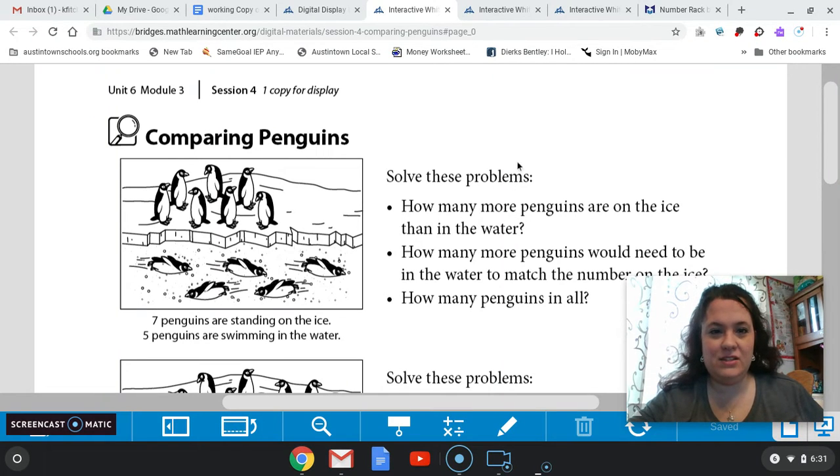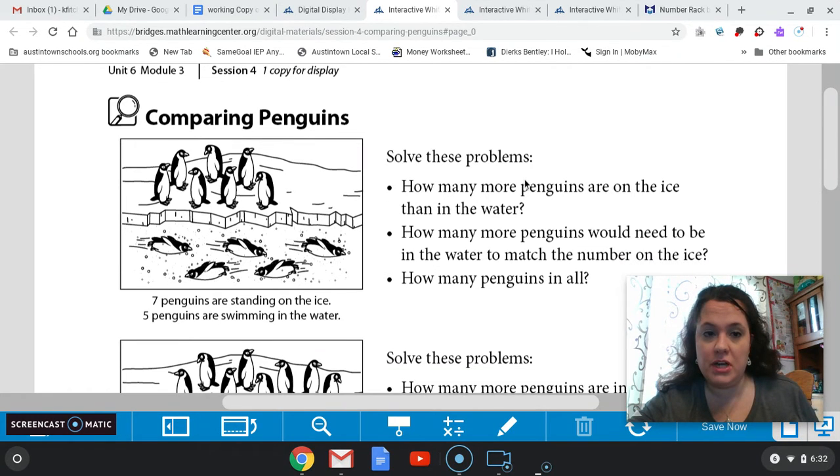All right, hi friends. So today we're going to use all those adding and subtracting strategies we've learned this week, and we're going to compare some penguins. So let's look at our first problem here.